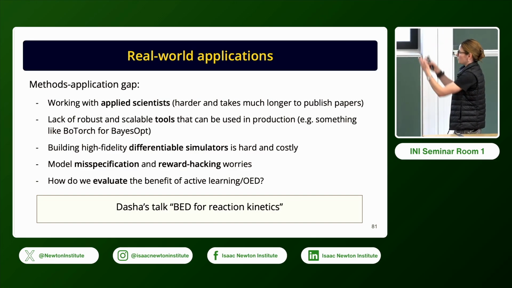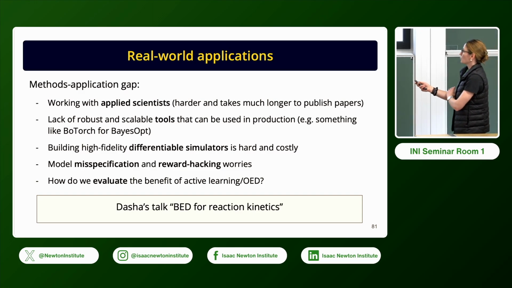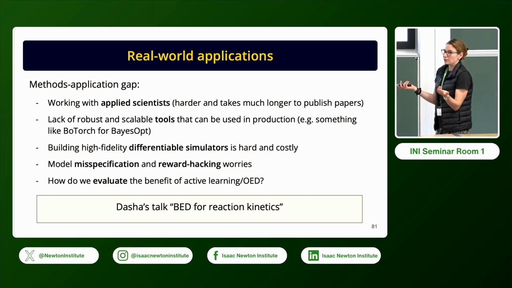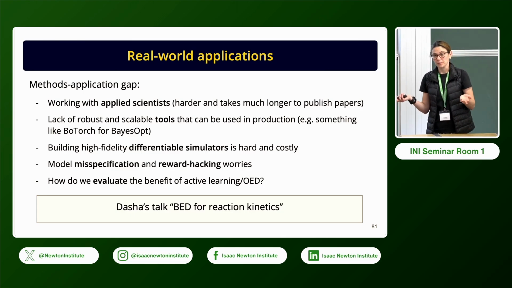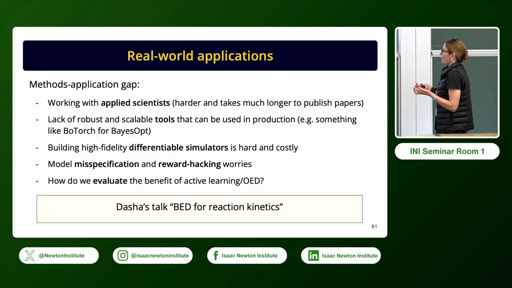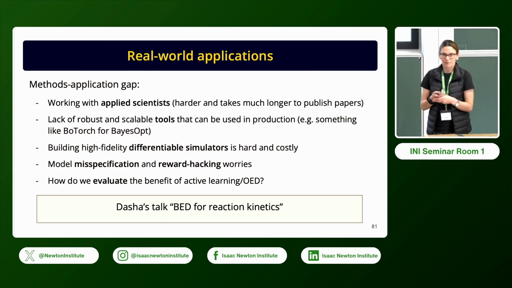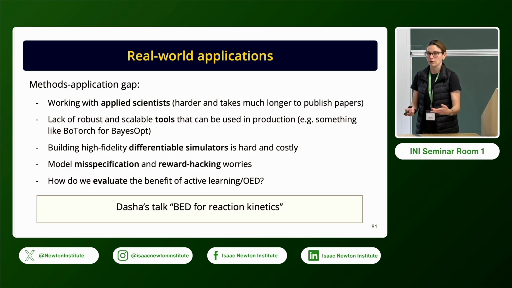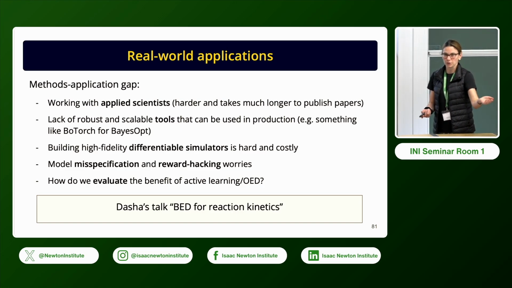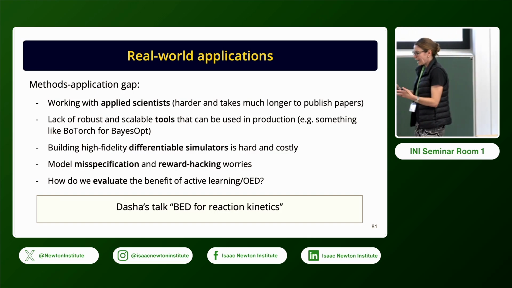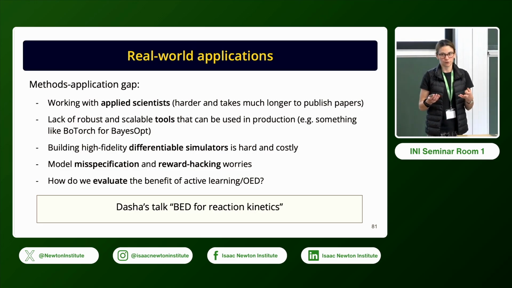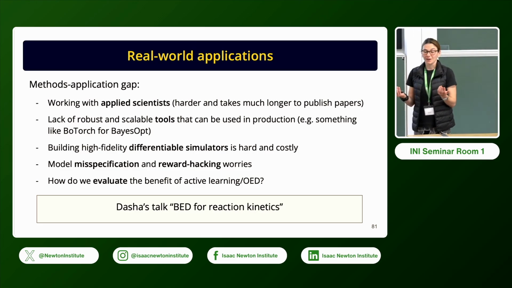And I've listed some of the reasons here, and I'm happy to hear your thoughts. Number 1 is, working with applied scientists is super hard. It takes much longer to publish your NeurIPS papers. We don't really have robust and scalable tools that a practitioner can just use out of the box, something like PyTorch for deep learning or BoTorch for BayesOpt. We are relying on high fidelity good simulators, which are super hard and costly to develop.